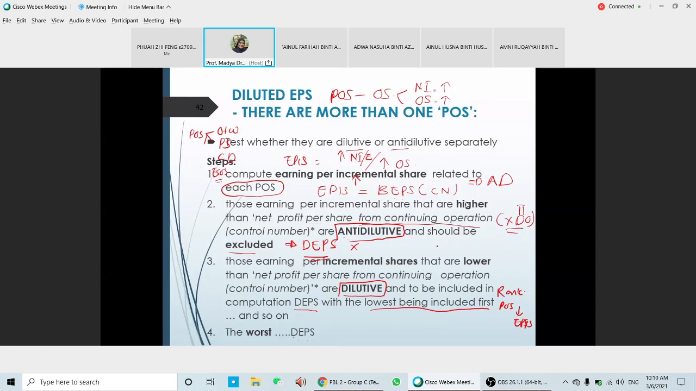So when the EPS is lower than the basic earning per share, it is considered dilutive, and dilutive is included in the calculation of diluted earning per share. The lowest will be the diluted earning per share. So if we have more than one POS, we need to rank. The first one is the POS that has the lowest EPS.